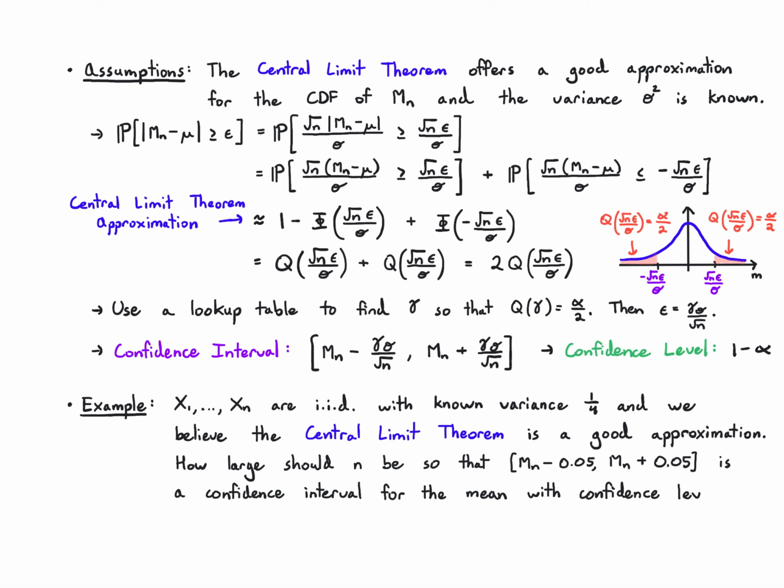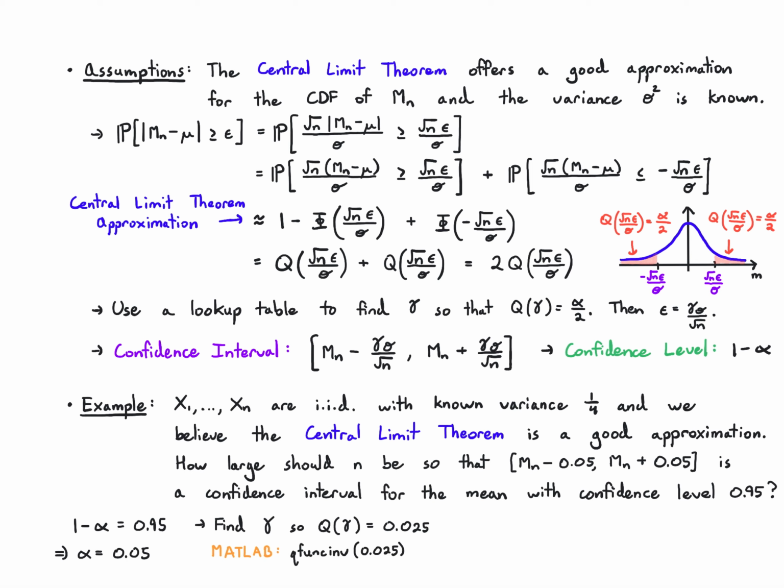We're just going to go through the process outlined above to solve this. 1 minus alpha is 0.95, and that tells me that alpha has to be 0.05. Then what I need to do is find the gamma such that Q of gamma is 0.05 divided by 2, so that's 0.025. In MATLAB, I just use the inverse Q function of 0.025, and it tells me a number that's basically 1.96. I've just approximated it to 2 decimals.